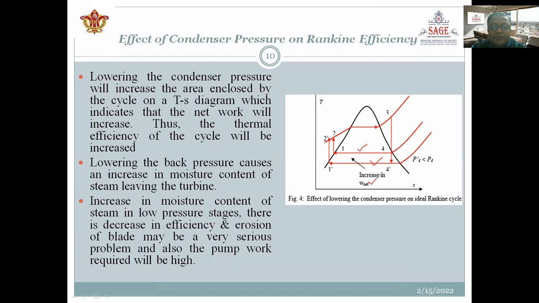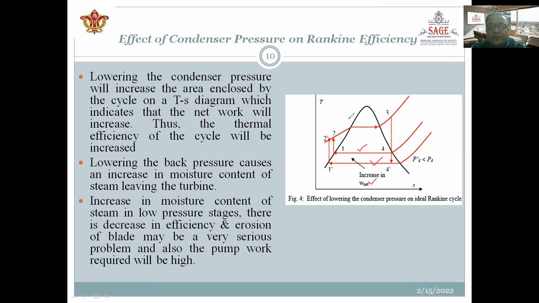Then with the increase in the moisture content of the steam in a low pressure stage, there is a decrease in efficiency and erosion of the blade may be a serious problem. So it will be a serious problem when the moisture content increases. That's why lowering the condenser pressure will increase the thermal efficiency if the pressure is reduced from this unit. Because of the increase in the net work done in the cycle, the thermal efficiency of the condensing plant will be increased.